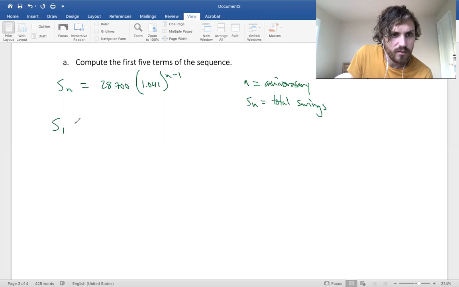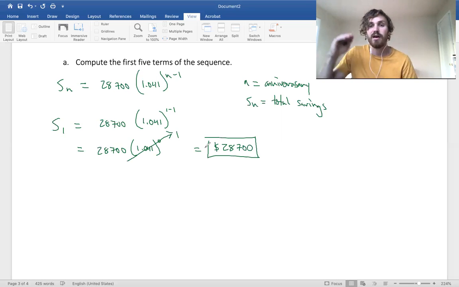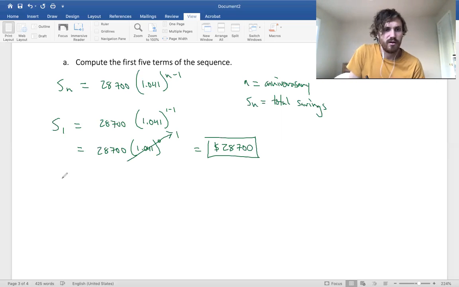So S sub 1 would be 28,700 times 1.041 to the 1 minus 1. Well, 1 minus 1 is 0, so we have 28,700 times 1.041 to the 0. But anything raised to the 0 is 1, so that just means $28,700, which is basically saying that in the year leading up to the first anniversary of starting saving, I have $28,700, which makes sense because that's what I put in initially.